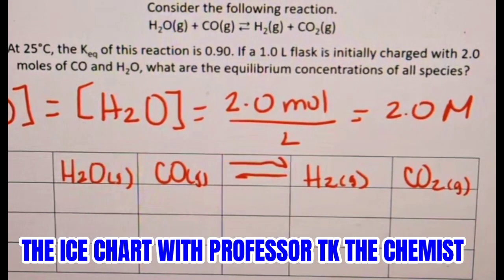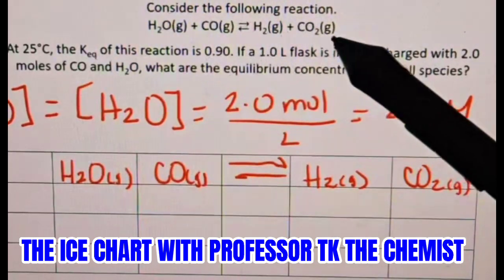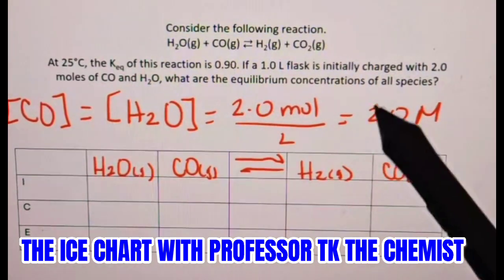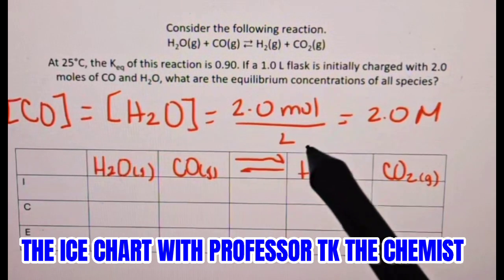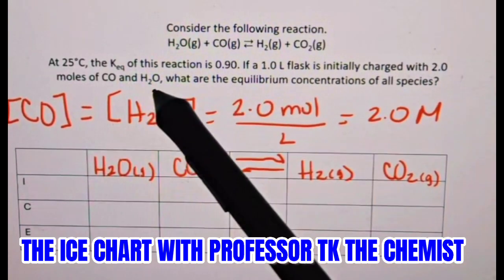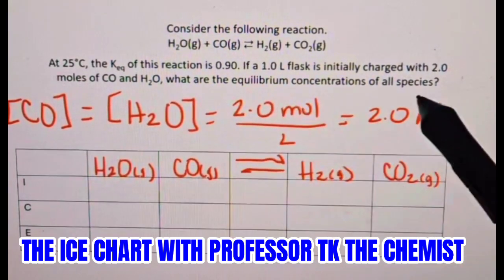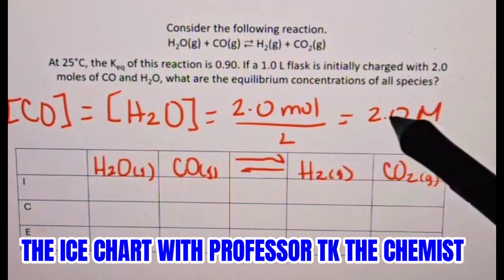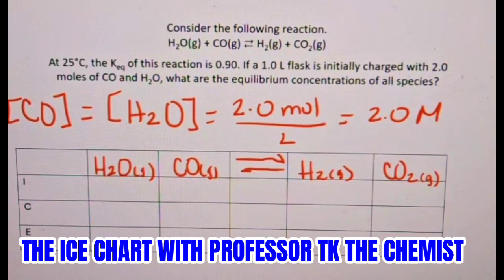So you've got this chemical reaction right here that's already balanced, okay? What they're telling you is that at 25 degrees, the chemical equilibrium of this reaction is 0.90. If a 1.0 liter flask is initially charged with 2.0 moles of carbon monoxide and water, what are the equilibrium concentrations of all species? You're probably wondering, what do I have to do with this? Well, the first thing is, whenever they're talking about concentrations, you want to make sure that you put it in molarity.